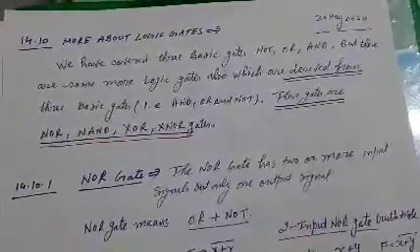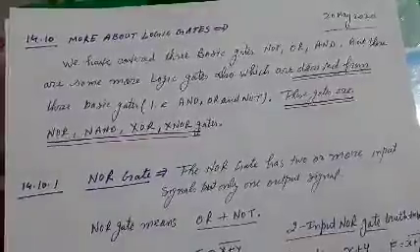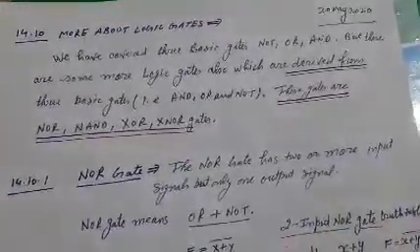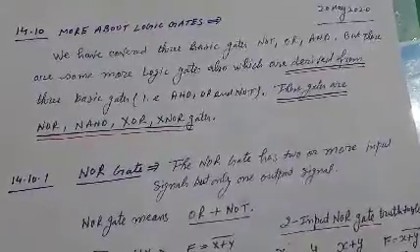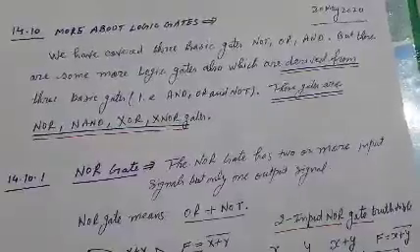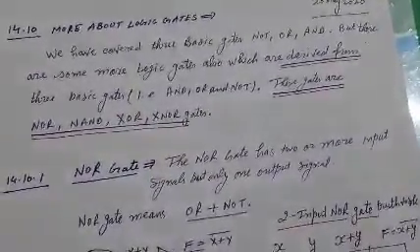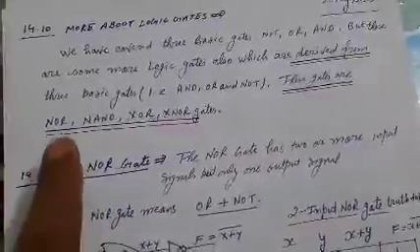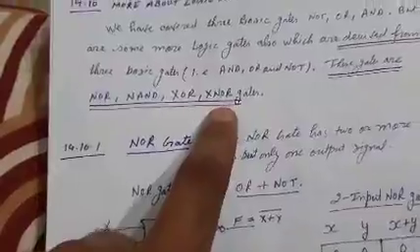Good morning, student. Today we will discuss the topic 14.10, more about logic gates. We have covered three basic gates: NOT, OR, and AND. But there are some more logic gates which are derived from the basic gates AND, OR, NOT. These gates are NOR, NAND, XOR, XNOR gates.